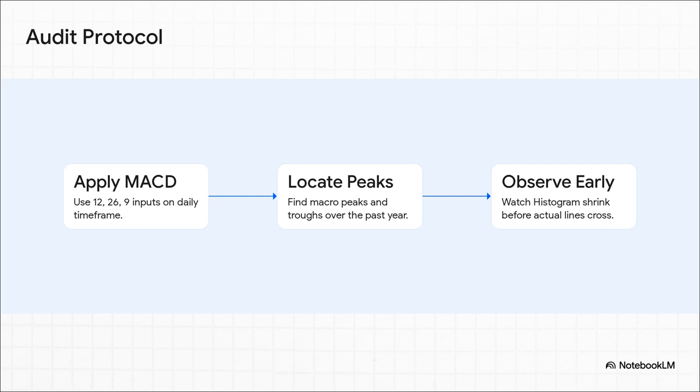Here is your protocol. Step 1. Open TradingView. Apply the standard MACD indicator with the 12, 26, and 9 inputs to your primary stock or core crypto asset on the daily time frame. Step 2. Locate the absolute macro peaks and troughs over the past year. Step 3. Deeply observe the histogram. Watch how the histogram bars actually start shrinking before the MACD lines even cross. That shrinking visual distance, that is your elite early warning system for momentum decay.